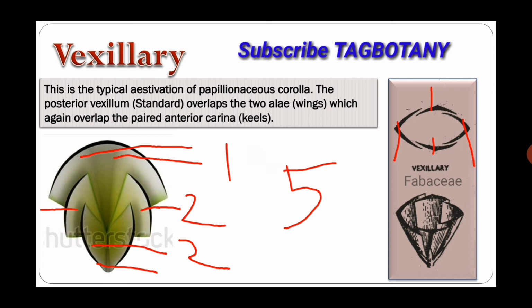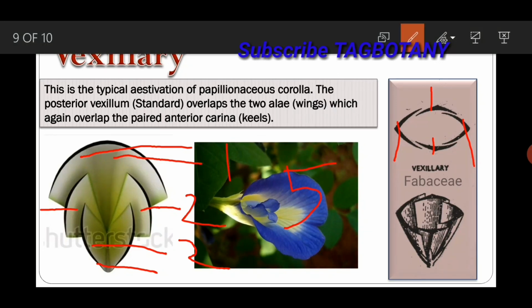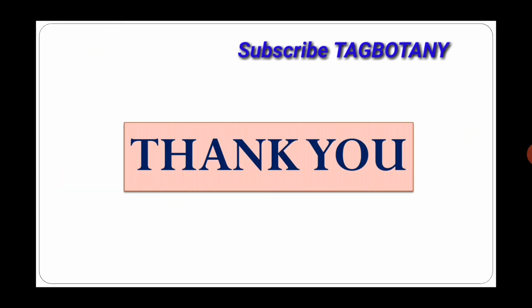So here in the picture I have shown Clitoria ternatea. This plant belongs to family Fabaceae or Papilionaceae, which has vexillary estivation, or papilionaceous or butterfly shaped corolla. So this is the largest vexillum, then there are two wings, and inside that there are two keels. This type of estivation is called vexillary estivation. So I hope you have understood.